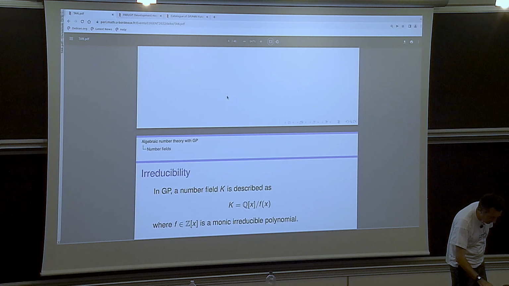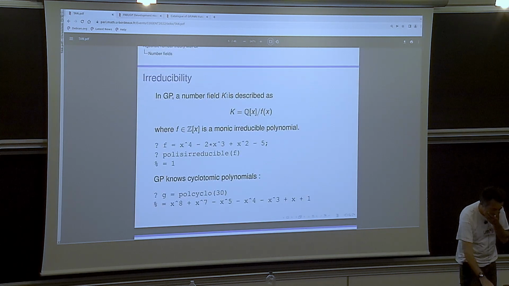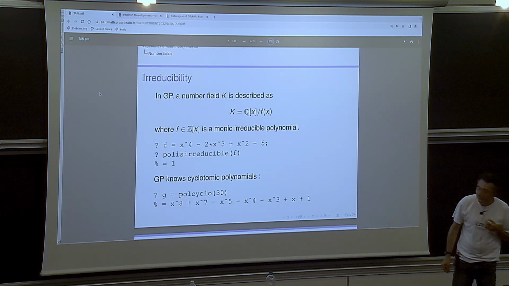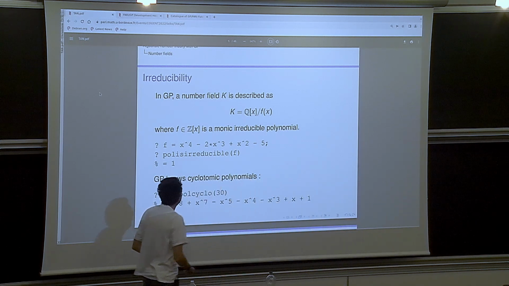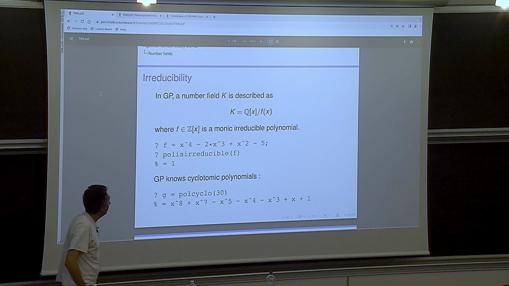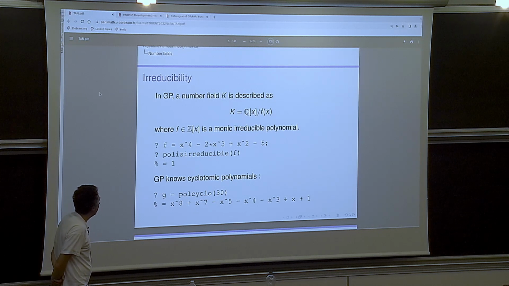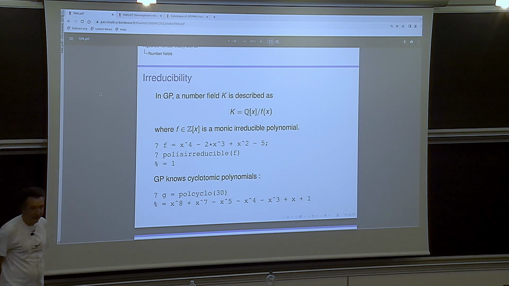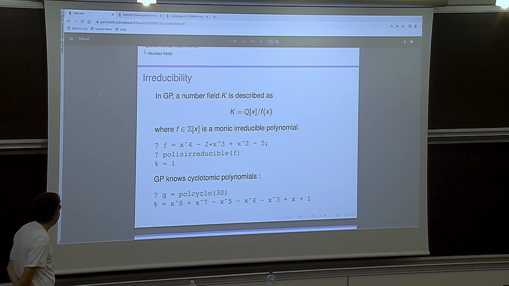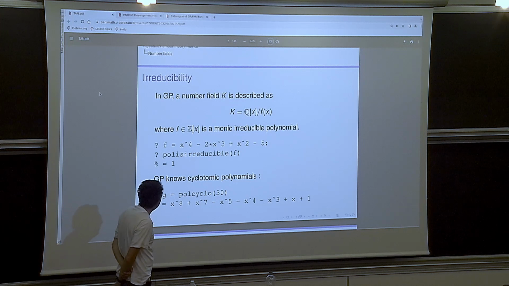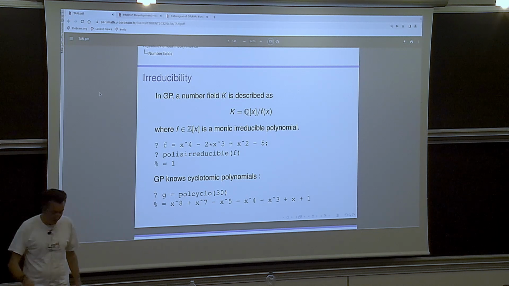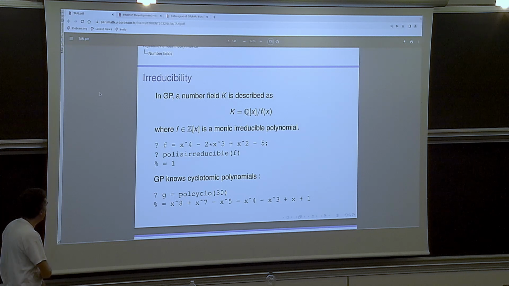So number field, blah blah blah. As I said before, you define a number field as a quotient of Q[X] by some polynomial. We will restrict ourselves to a monic irreducible polynomial. So for example, this one. And first we have a function polisirreducible to check that it's actually irreducible. Okay, we get 1, so it's true.